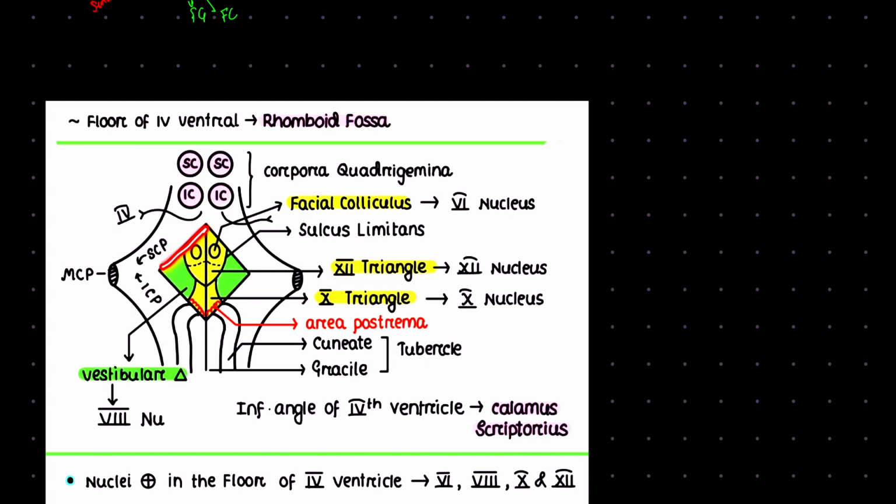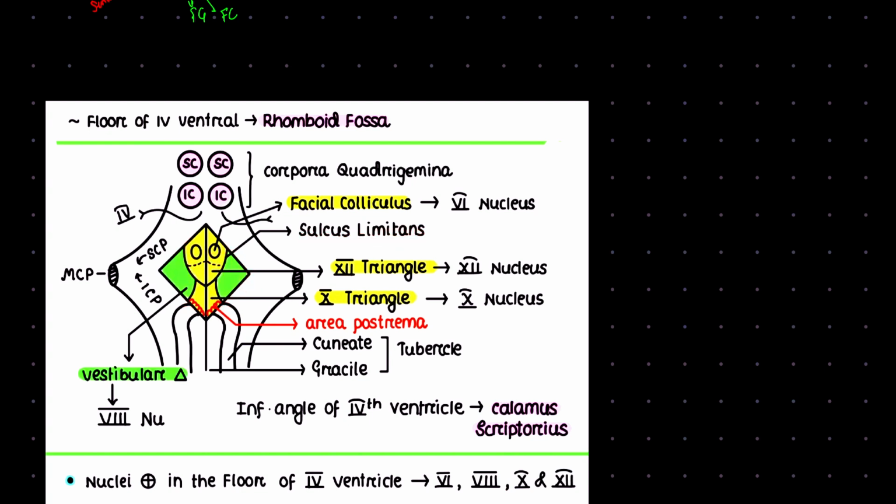Now here, what is this rhomboid shaped structure? We said that there are the sulcus limitans. These are the sulcus limitans. As you can see, this will limit the alar plate and basal plate. The basal plates are motor in nature, and the alar plates are sensory in nature.